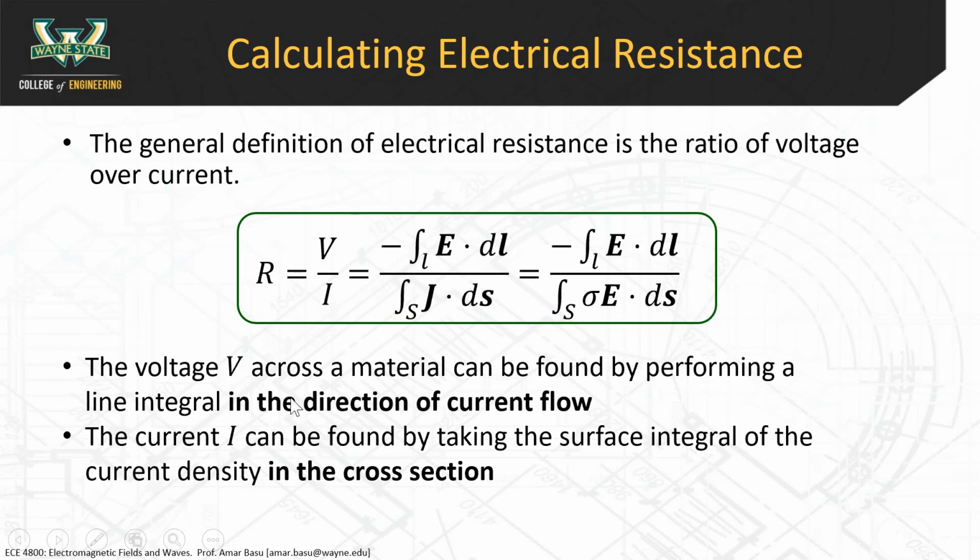So what you can do then is you can figure out the resistance of a material by performing two integrals, one to find the voltage and then one to find the current. And I want to show you how that can be done really simply. So the voltage across the material can be found by performing a line integral in the direction of current flow, and the current I can be found by taking a surface integral of the cross section.